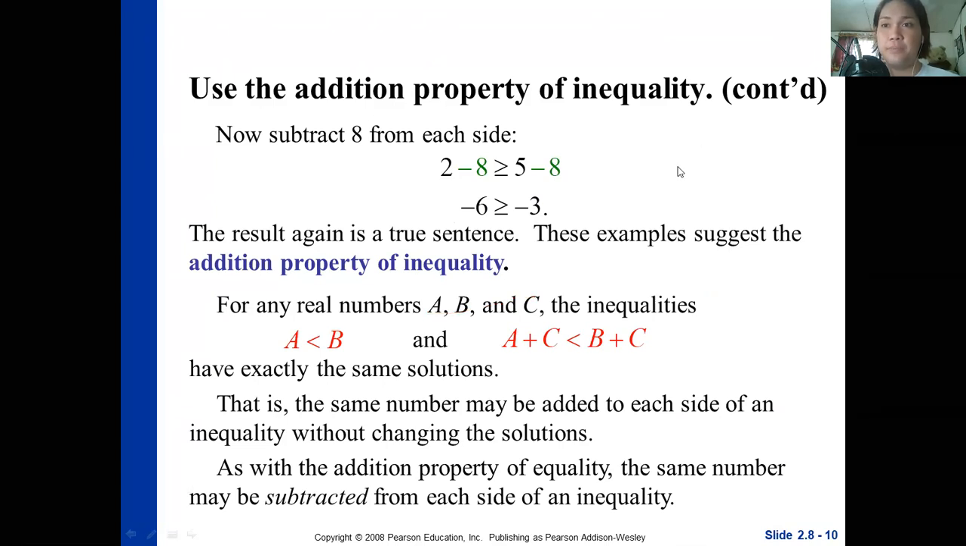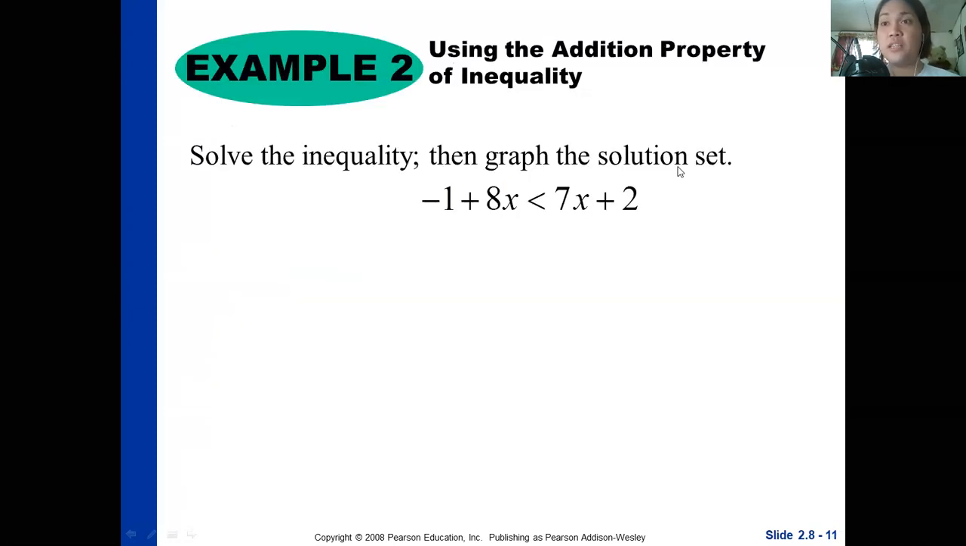So let's have an example. We can appreciate this one if we put it in an example. Using the addition property of inequality, solve the inequality, then graph the solution set. So we have the inequality -1 plus 8x less than 7x plus 2.